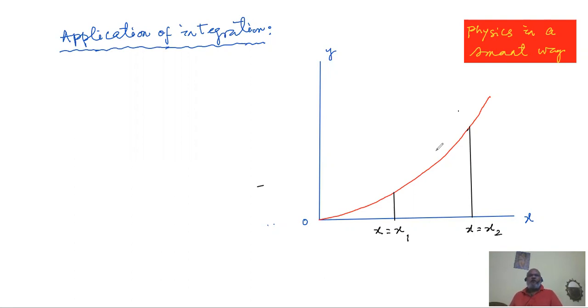In my last video, we were discussing application of derivative or differentiation, and there you learned that the derivative directly gives you the rate of change of a physical quantity which is dependent on another physical quantity, that is dy by dx. Y is dependent upon x.